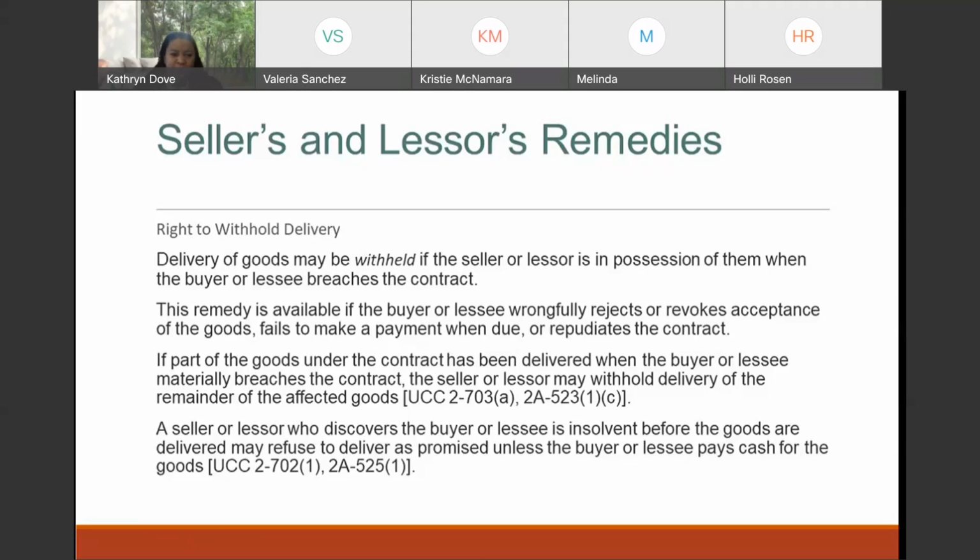This remedy is available if the buyer wrongfully rejects or revokes acceptance of the goods, fails to make a payment when due, or otherwise repudiates the contract. If part of the goods under the contract has already been delivered, when the buyer materially breaches the contract, the seller may withhold delivery of the remainder of the goods. A seller who discovers the buyer is insolvent before the goods are delivered may refuse to deliver unless the buyer agrees to pay in cash. COD, cash on delivery.